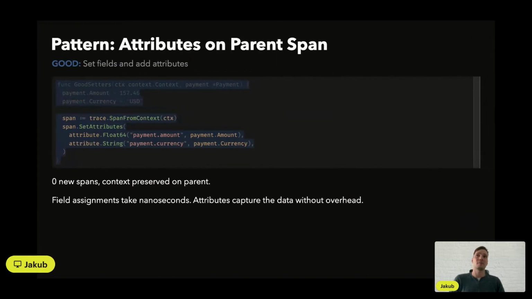And how you should do it better, you can just extract the span from the context, the parent span. This snippet is from Golang code. I believe other instrumentations also have a similar flow. You just get the parent span, you set the attributes there. You created no new spans, and you get the same information as before.